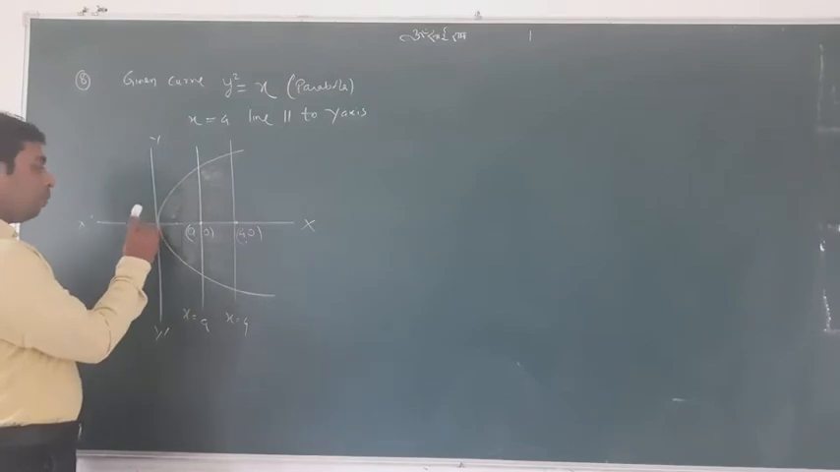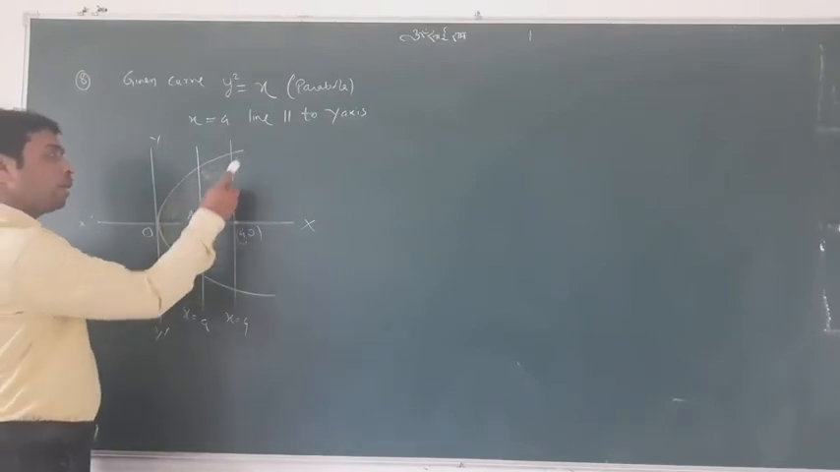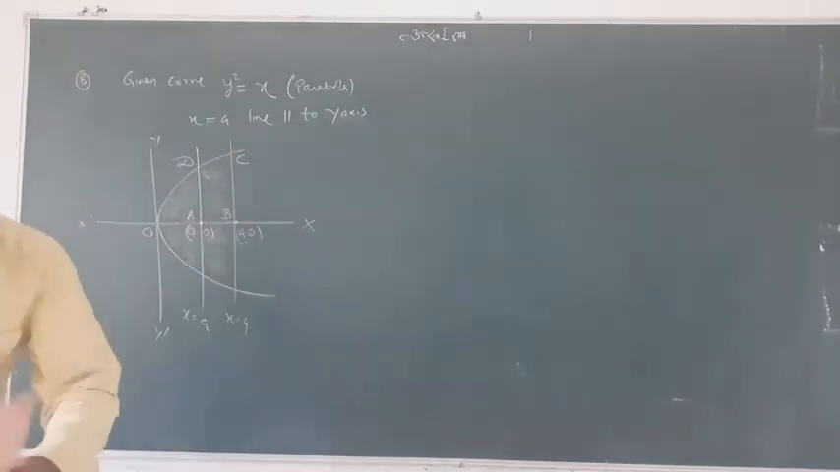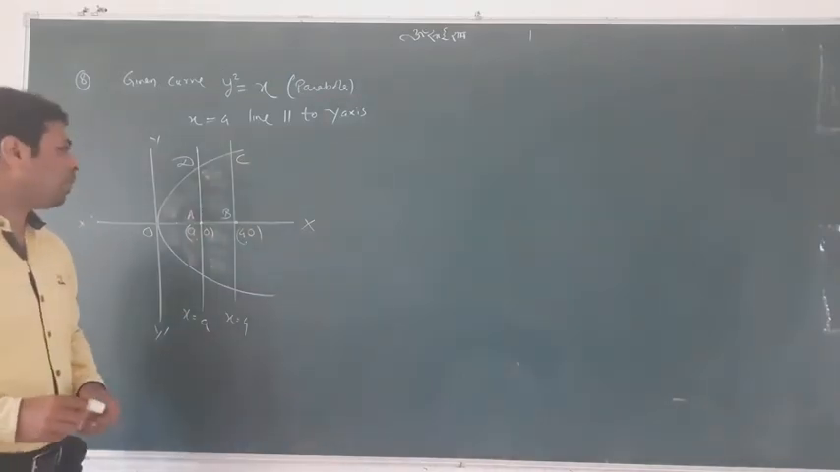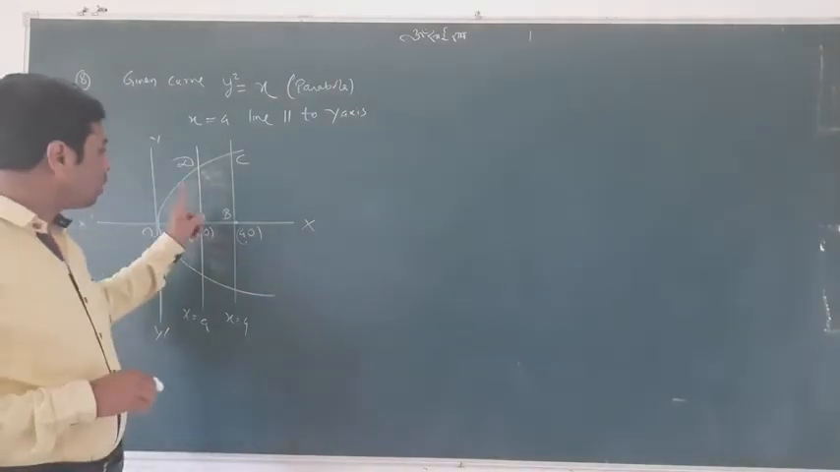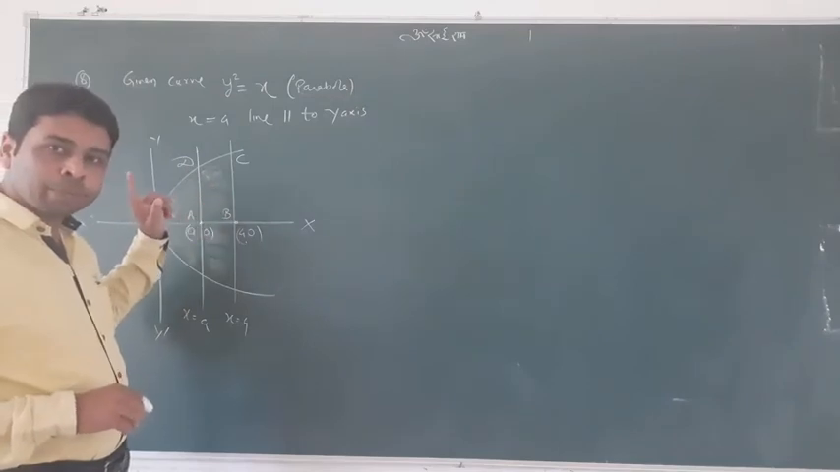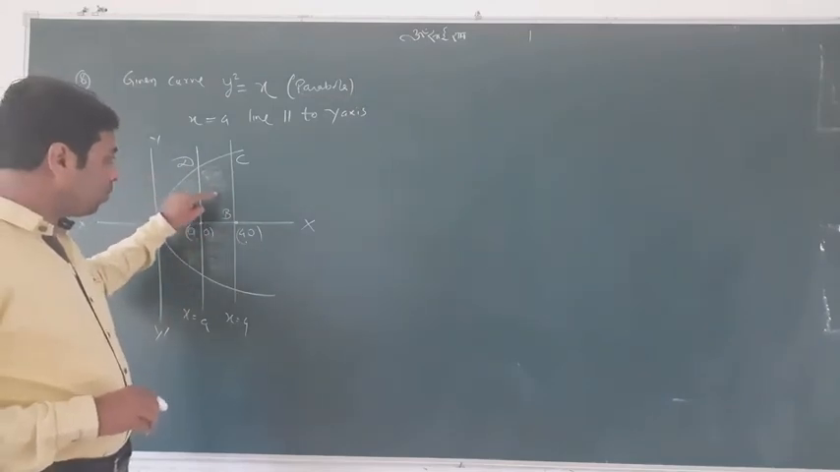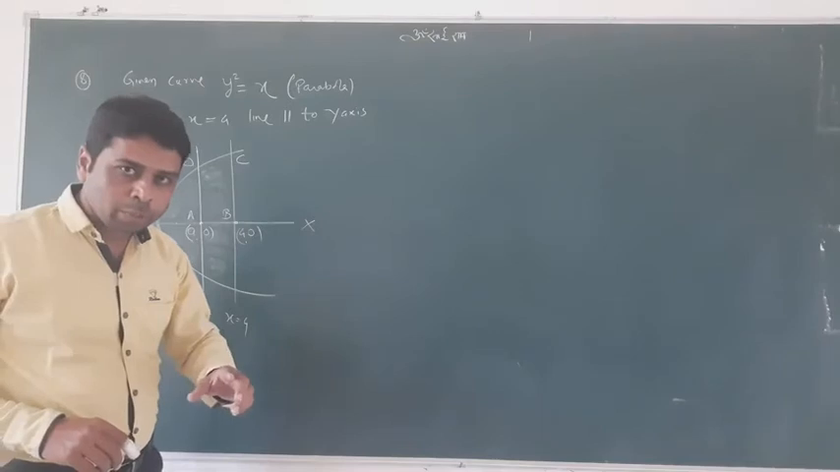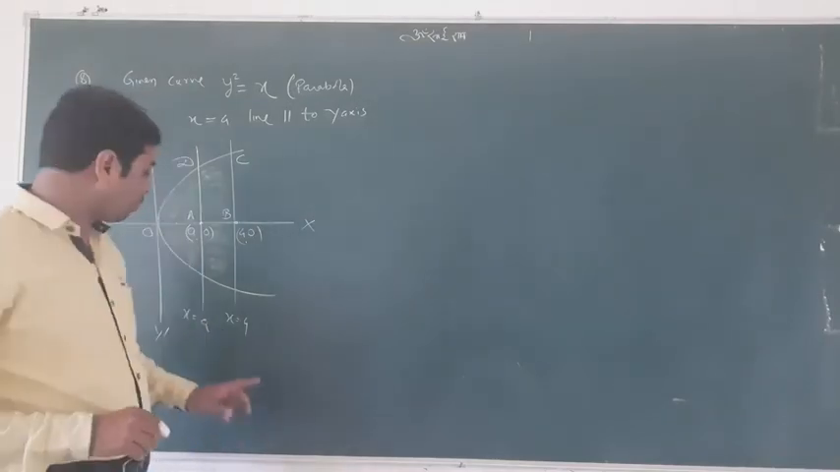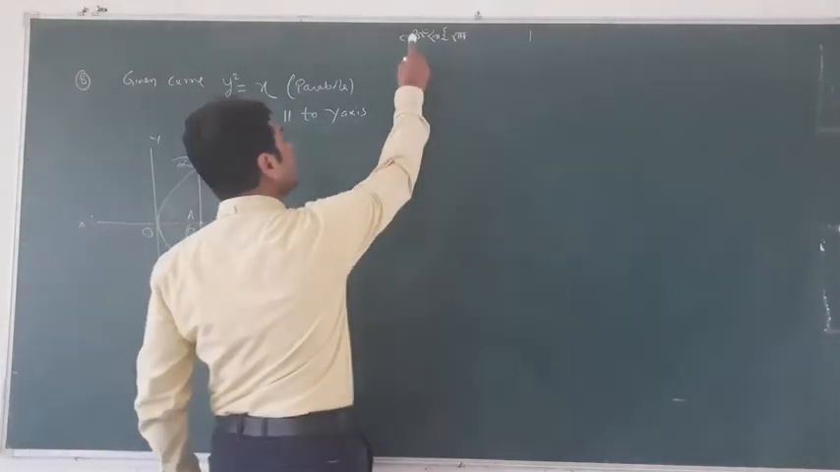Now you can put names. Suppose it is O, A, B, C and D. So students, the condition is so easy. This area and this area are same. We will take the condition because we don't want to find the area, but we have to find the value of a.